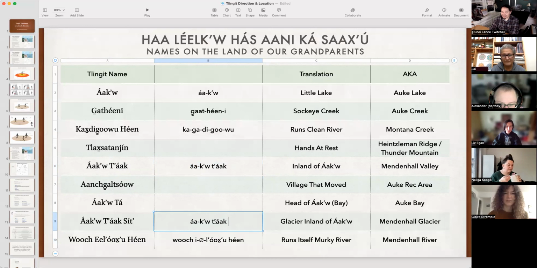And the word we'll add is glacier. The word for glacier is sit. Sit. áax'w, sit. Sit. áax'w, sit. Sit. And you do have, so you have an adjective at the end, an adjective at the beginning, an adjective at the end. That can get your mind a little bit scrambled.